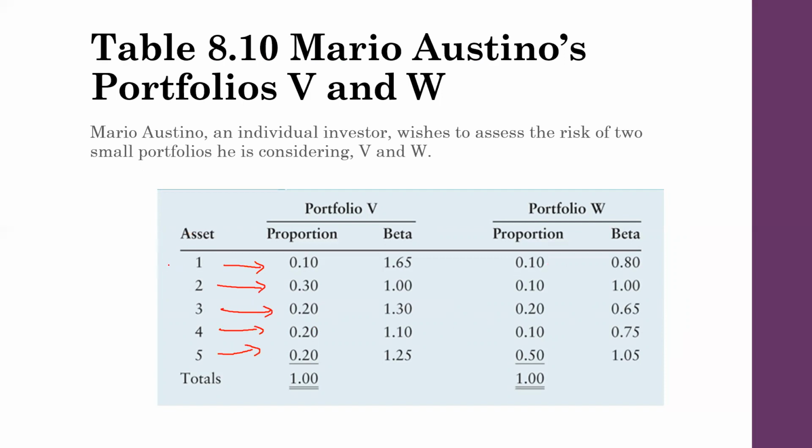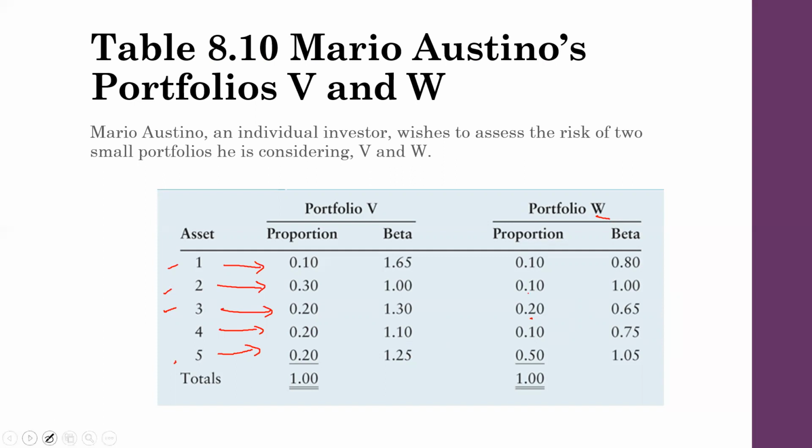So maybe we can call this some mutual fund, ETF, shares, right? It's a whole portfolio. So these are the assets, meaning the different things he has invested in, and this is the portion of his investment, and these are the betas for the companies. For portfolio W, this is the proportion of investments: asset 1, he has 10%, asset 2, 10%, asset 3, 20%, asset 4, 10%, and asset 5, 50%. So 50% of his portfolio in W is in asset 5. And these are the companies' betas for these investments.